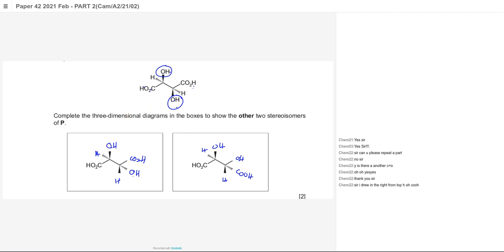There's a question: I drew in the right from the top HOH. I don't know what you mean. Can you just show me, please, or draw on the board? Then the carboxylic comes here. That's correct. That's what I said. It can either go in or come out. That's what I said just now. This can go in or it can come out over here. All right, so both correct.